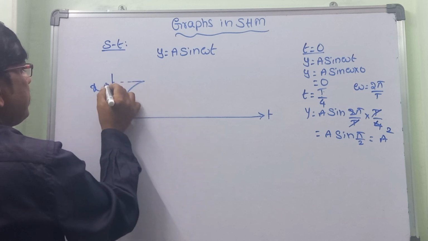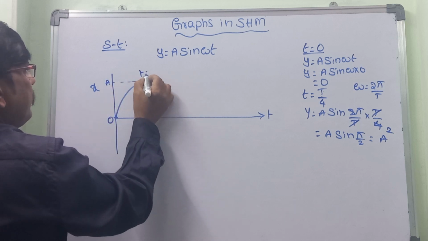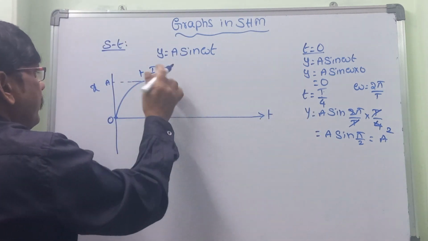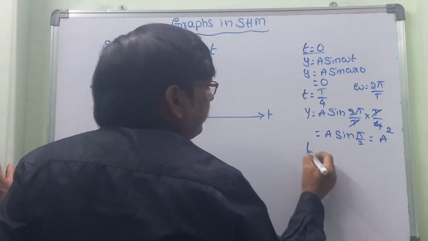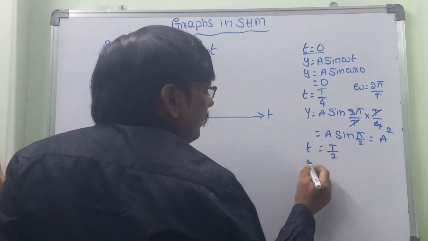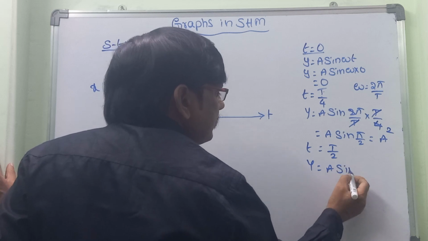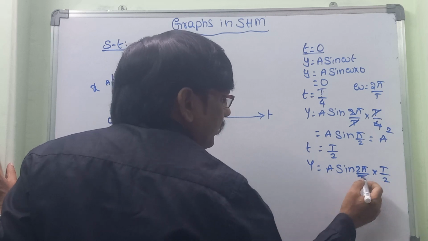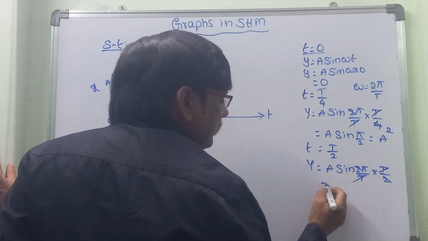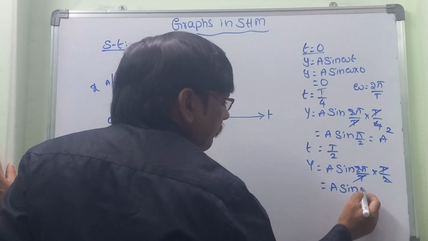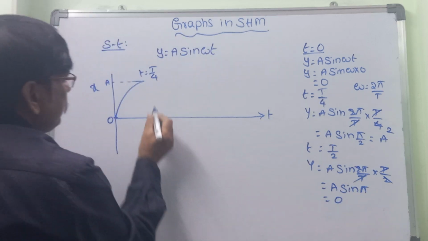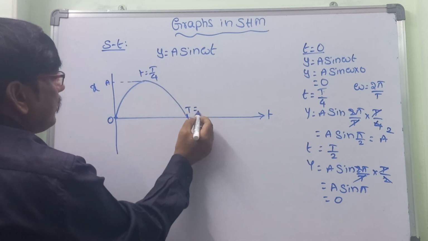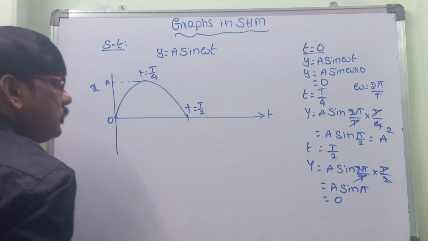Now let us consider this is a, and here the t value is T/4. Next, let us take t = T/2. Then y = a sin(2π/T × T/2). Here T gets cancelled, 2 gets cancelled, that is equal to a sin π, which is equal to 0. So the particle moves towards this side, and here t = T/2.